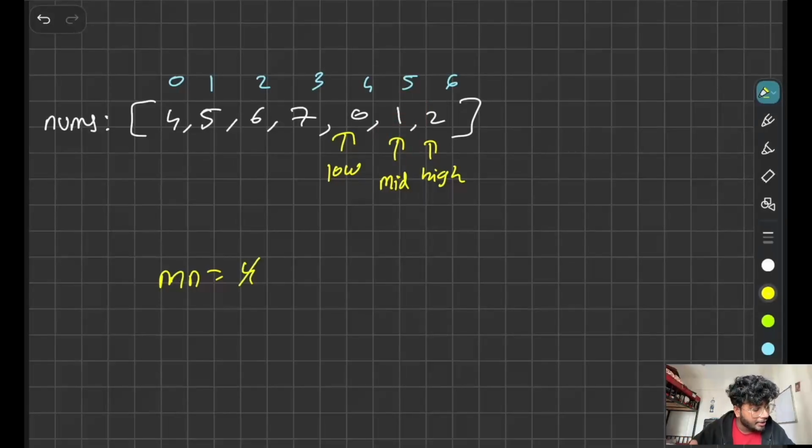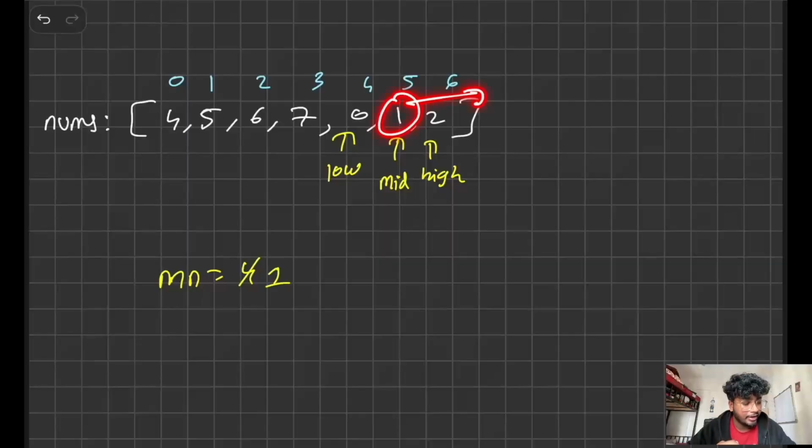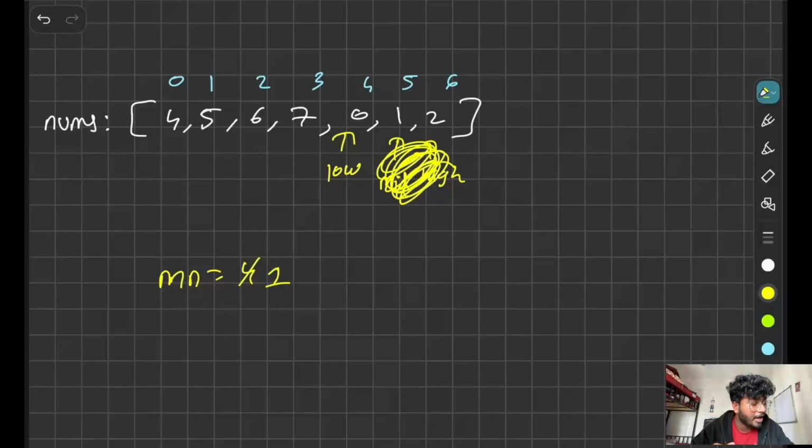So I'll update it to our new minimum. But can I eliminate one half of the search space? Yes. I know that everything greater than this, which is 1, lies in the right half of my search space. So I can eliminate everything to the right, because this is the minimum and everything to the right would be greater than this. I don't need those elements. I need something smaller, so I'll search in the left half of the current search space. To search in the left half, I'll update my high pointer to be mid - 1, which is here.